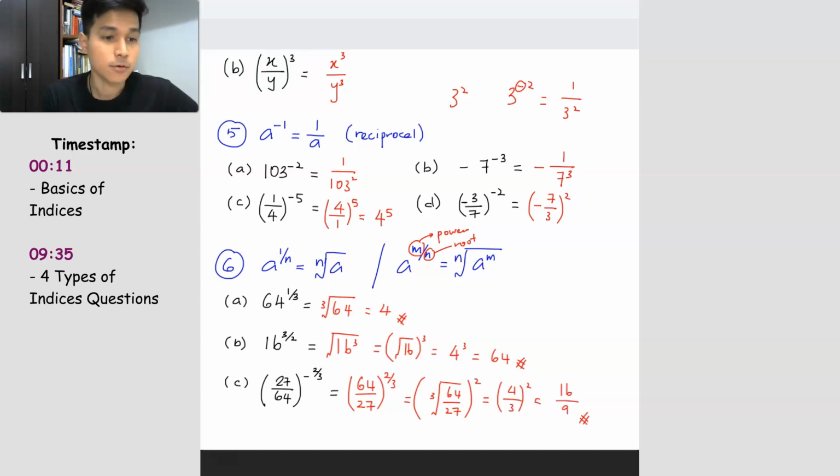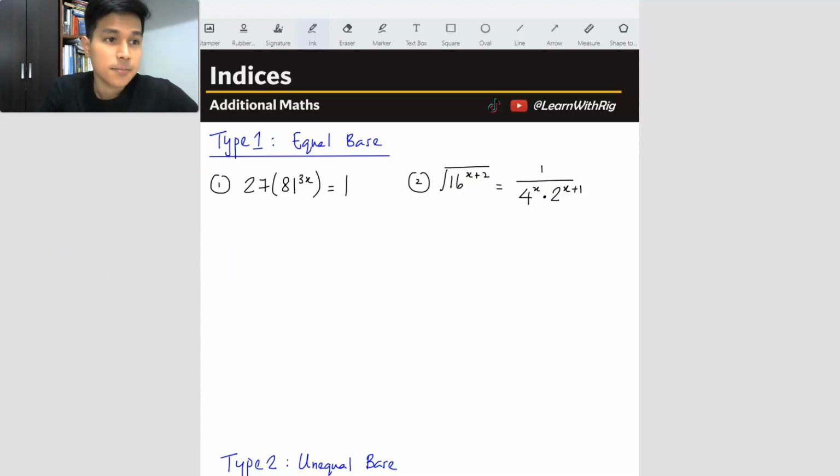Okay, so this is the basics that you have to know. So now let us go through the 4 most common types of indices questions that you will need to know. So the first type you will see is when you can turn it into equal base. Equal base means you make it become the same base.